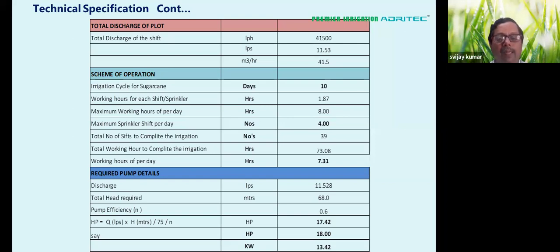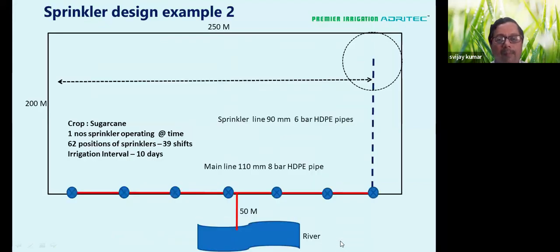After that, we finally have to recommend to the farmer what pump is required. The discharge of each sprinkler, 41,500 liters per hour, is nothing but 11.53 LPS. You have to keep it in LPS, and the head is 68 meters. Efficiency is 0.6 or 60%. The same calculation has been done: Q multiplied by H divided by 75 divided by efficiency works out to 17.42, or say 18 horsepower. You can also multiply it by 0.78 to get kilowatts. So 13.42 kilowatt is the requirement here.